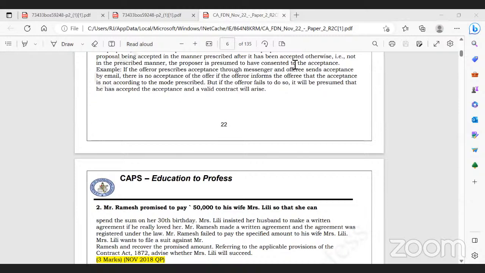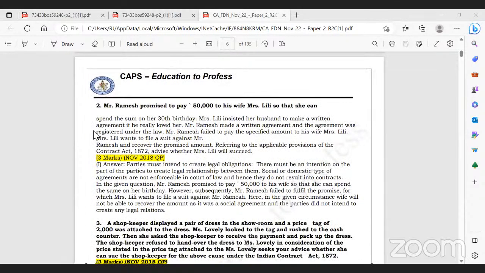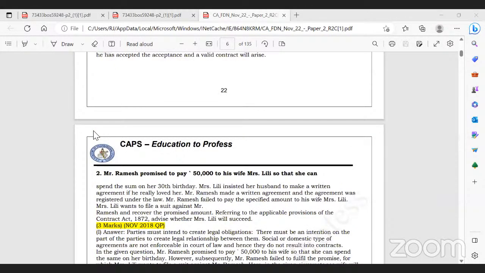Next one. The next question, Mr. Ramesh promised to pay 50,000 to his wife, Mrs. Lily, so that she can. Okay, now one thing I must tell you. Some of the answers in the RTP are wrong. Very sadly, but they are wrong. So this is, I think, one of those questions where it's wrong, because I remember I discussed this and found that the answer was wrong. Sir, the question is not completed. It's an incomplete question. We'll see when the question is completed whether the answer is right or wrong.